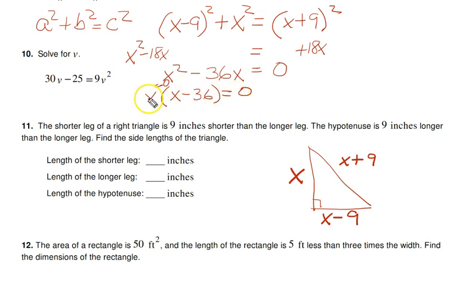Well, the lengths have to be more than 0, so we're just going to eliminate that one. And here we get x equals 36. So the length of the longer leg is 36. And if we subtract 9 from 36, we get the shorter leg is 27. And if we add 9 to the longer leg, or the hypotenuse, I should say, we get 45.